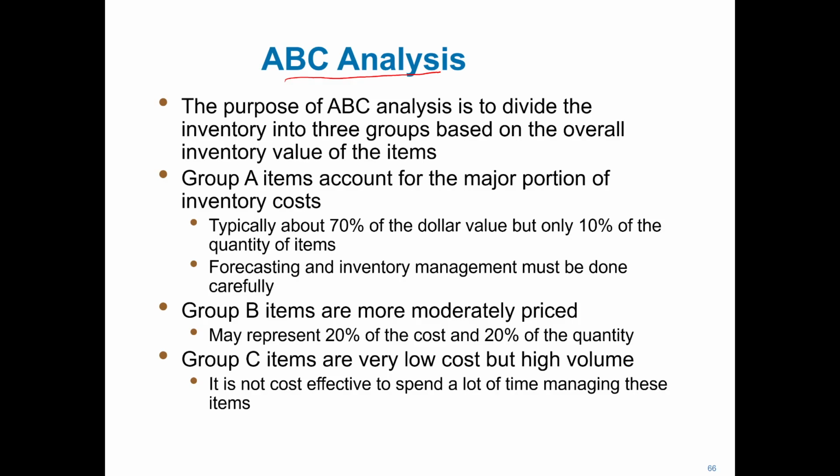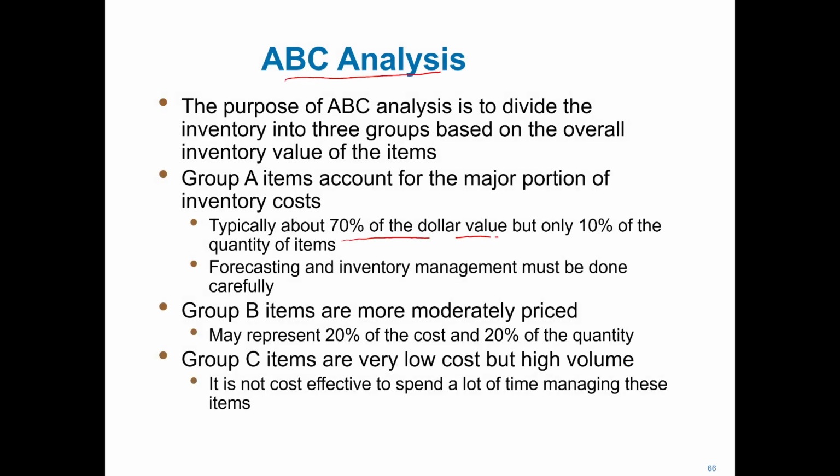Group A is typically about 70% of the dollar value, but only 10% of the quantity of items. So these are expensive items, only 10% of the quantity of items. Forecasting and inventory management must be done carefully for this group A, because these are expensive items. 70% of the dollar value is tied up in these items. So we have to do it properly.